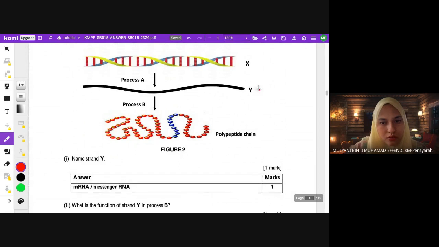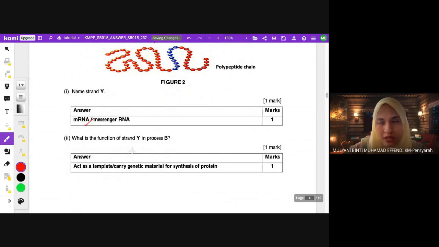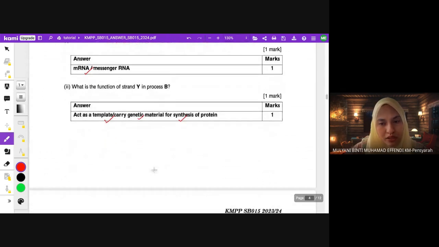Untuk soalan seterusnya, protein synthesis, okay, strand Y. So ini adalah proses menghasilkan mRNA, transcription lah. So ini mRNA. What is the function of the strand Y in process B? Jadi apa fungsi dia adalah untuk act as template for protein synthesis ataupun carry genetic material for protein synthesis.